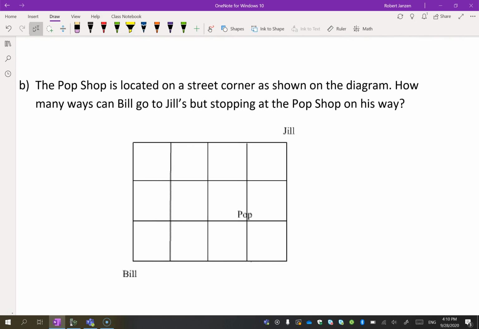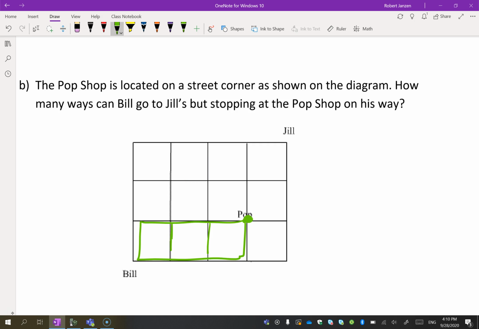Okay, let's try this one. The pop shop's located on a street corner as shown in the diagram. How many ways can Bill go to Jill's? But you have to stop here. So really, we're going to look at this one first. By the way, Bill can't do this. He can't backtrack. Okay? Generally speaking, you have to kind of go in this direction.